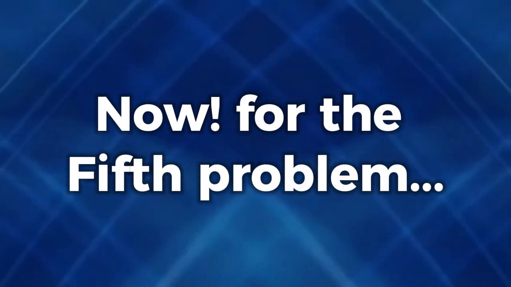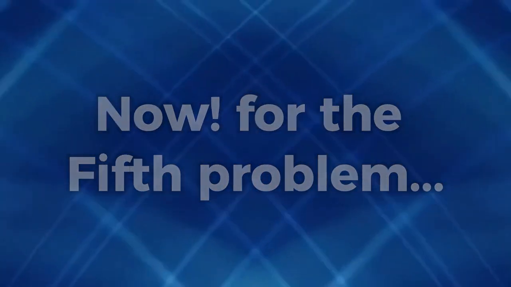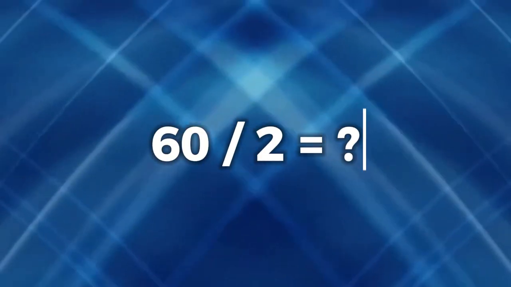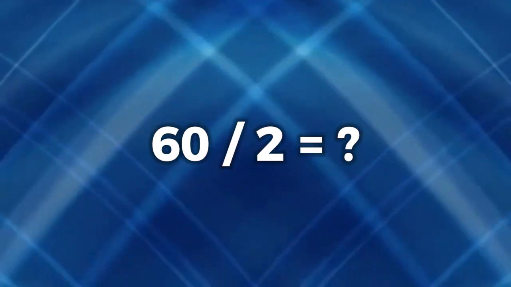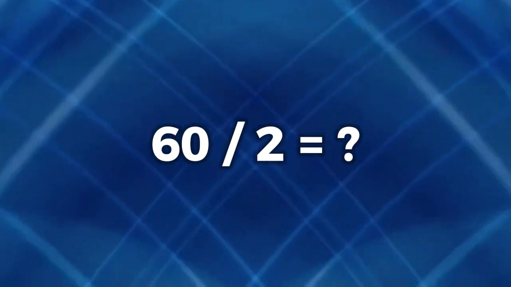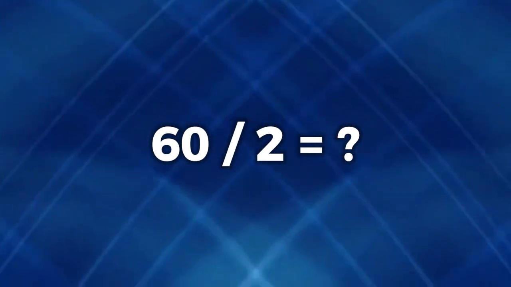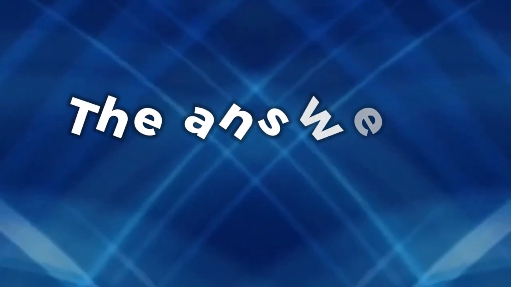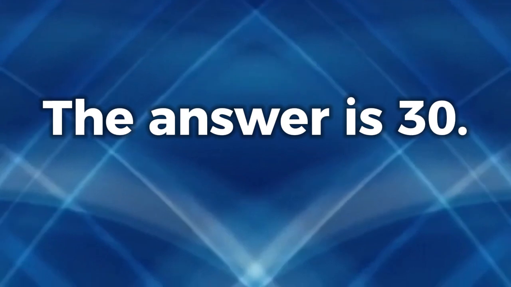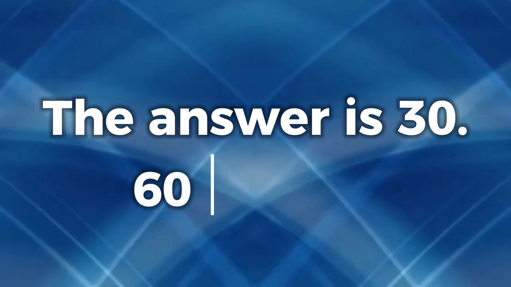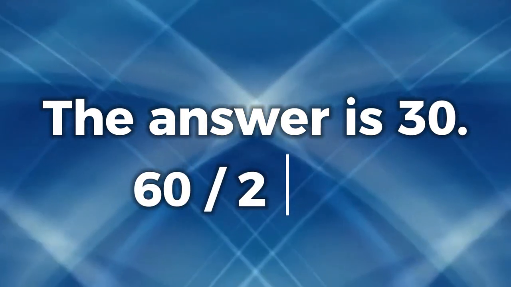Now for the fifth problem. 60 divided by 2 is equal to... The answer is 30. 60 divided by 2 is equal to 30.